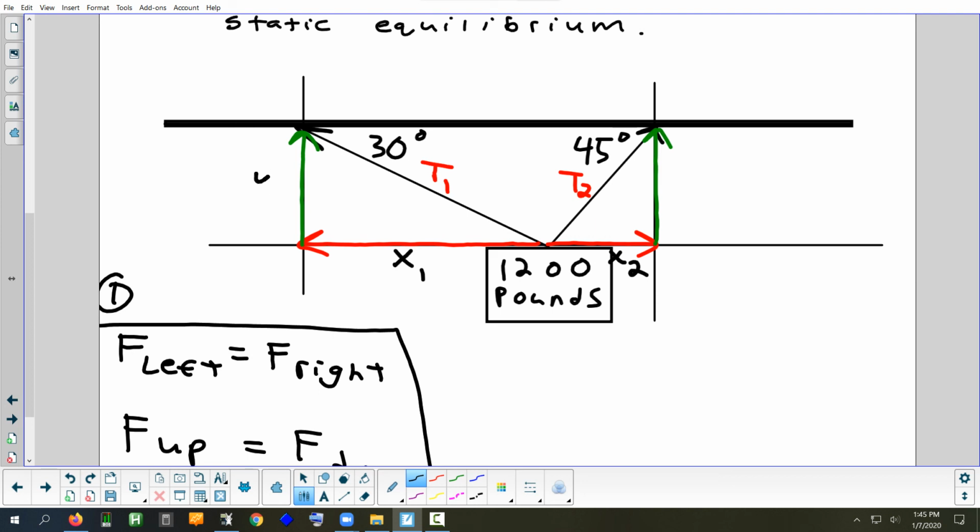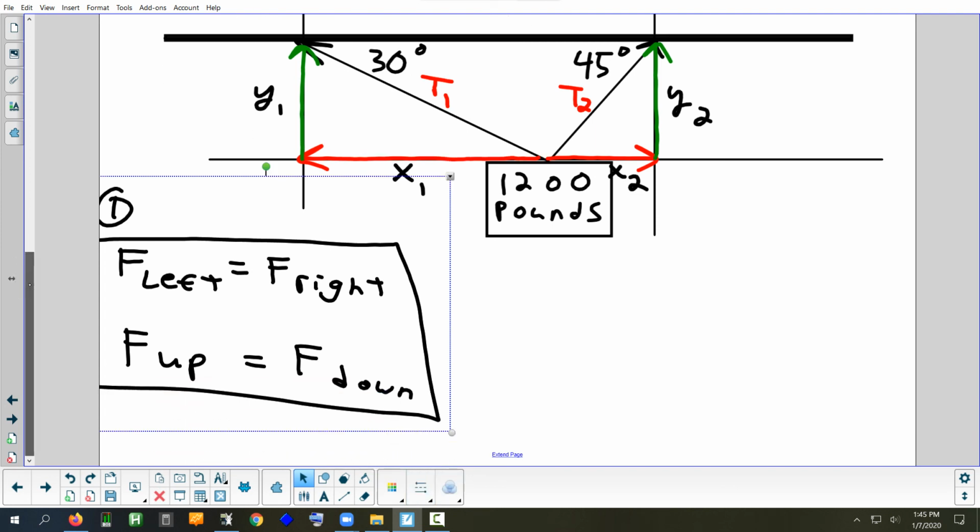Y1, because it's a vertical force. Why am I using the subscript 1? Because I used the subscript 1 for the x. That's all. And what about the green one on the right? Y2. So now we're going to start to get a little bit less conceptual and start to get some labels in our formula.